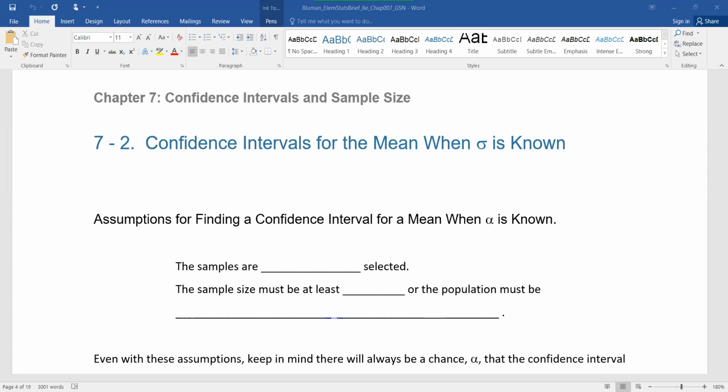To start off, assumptions for finding a confidence interval for mean when alpha is known. The samples are going to be randomly selected. The sample size must be at least what? 30. From yesterday. At least 30, or the population must be normally distributed.